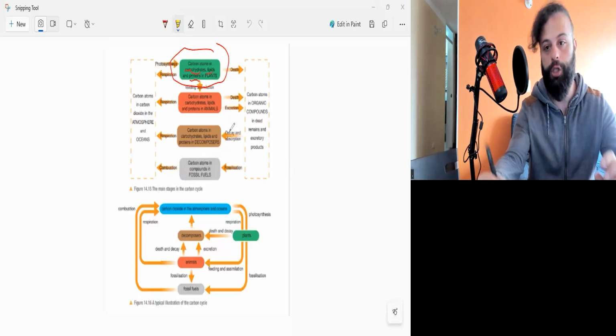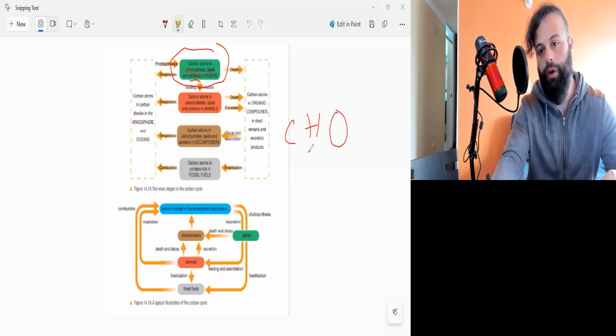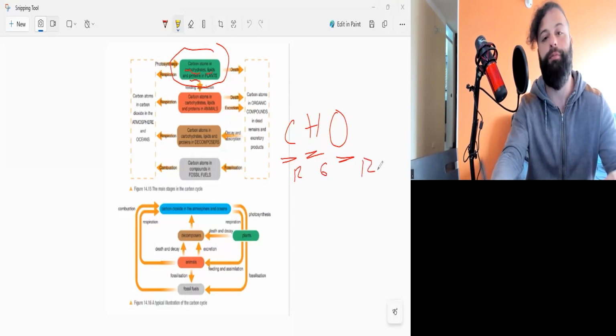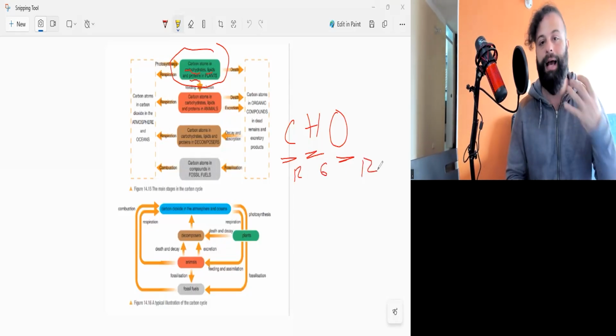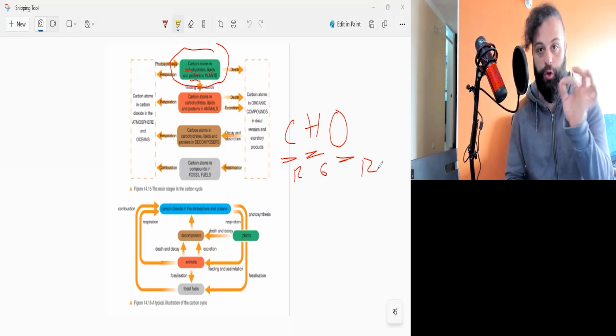If you remember, sugar is CHO. So it's carbon joined with hydrogen joined with oxygen. If you want the exact number, it's 12, 6, 12. Do remember this for your exam. And that is to make one single sugar glucose molecule.